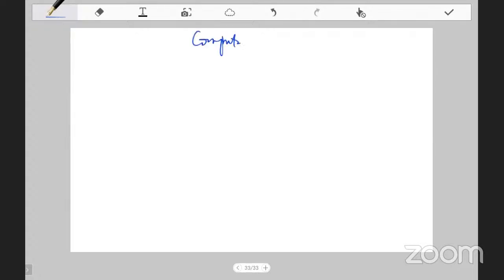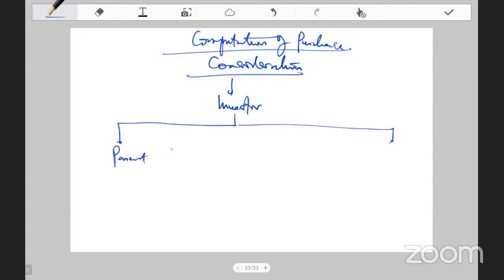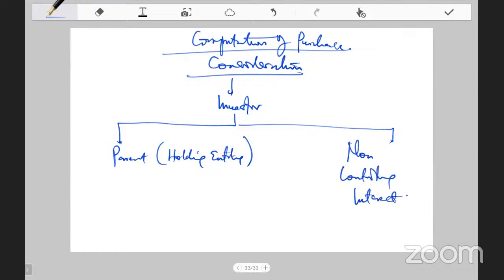So we have computation of purchase consideration. So what happens if you are given a question and you are not provided with the purchase consideration of the owners or the investors? You need not fret. We just need to look at this. When we are talking about those that are the investors in a subsidiary, there are two major investors that we are looking at here. We are looking at the one that is categorized as the parent, or we look at him as the holding entity, and the other one that is referred to as the non-controlling interest.